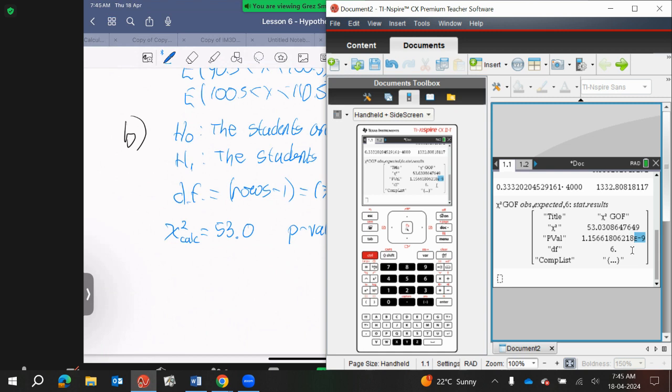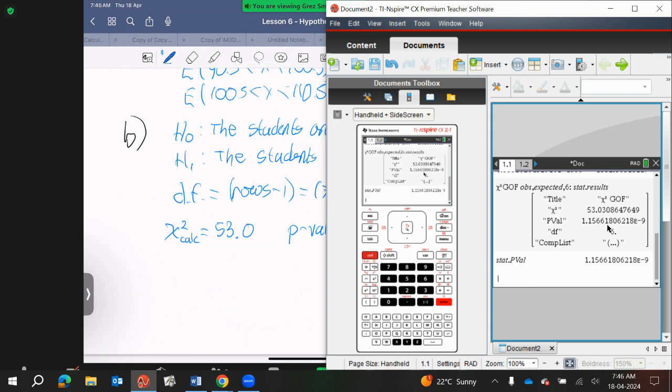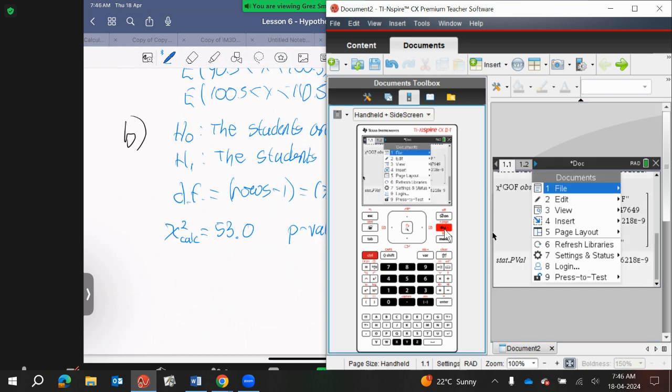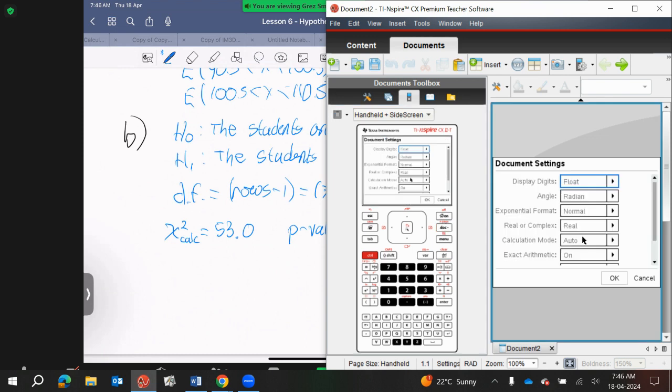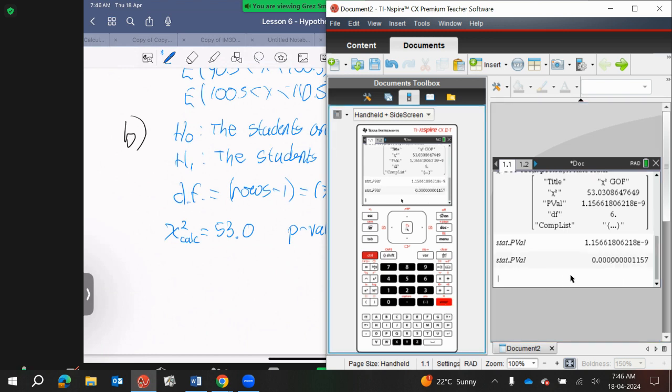If you want to see how that looks as an expansion, we can get the p-value here. That's the p-value. And if you're trying to see it, press document 7.2, go down and set it to fix as many decimal places as possible. Press enter on that one, and then you can see it. We've got 8 zeros.